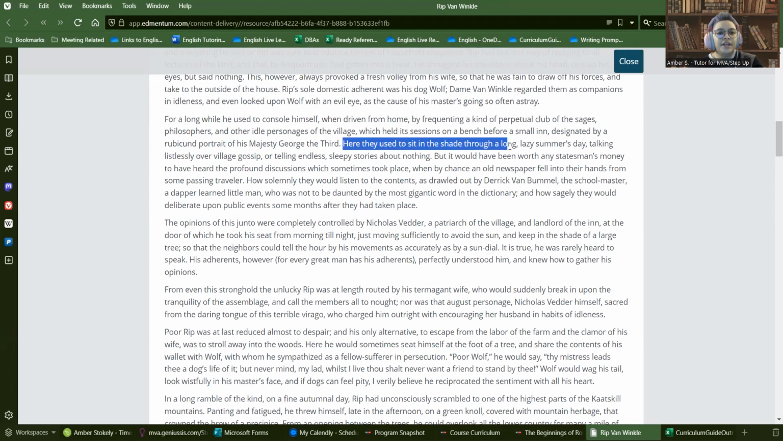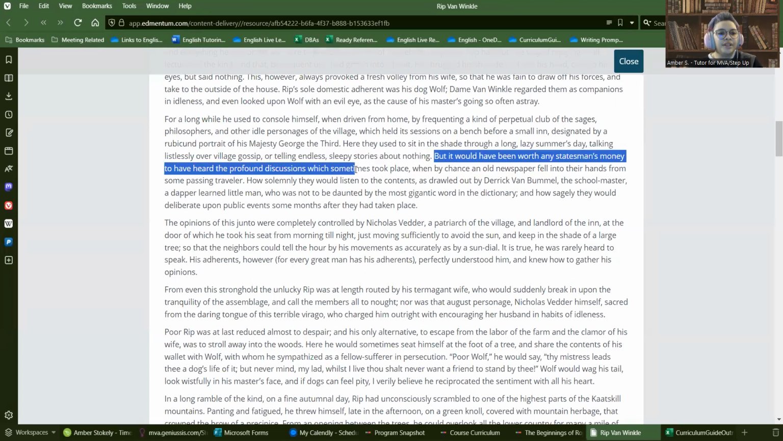Here they used to sit in the shade through a long, lazy summer's day, talking listlessly over village gossip or telling endless sleepy stories about nothing. So these people just get together and talk all day. But it would have been worth any statesman's money to have heard the profound discussions which sometimes took place when by chance an old newspaper fell into their hands from some passing traveler. So usually they're not talking about anything, but if a newspaper comes by or if they get some interesting information, apparently they have profound, that means deep discussions.